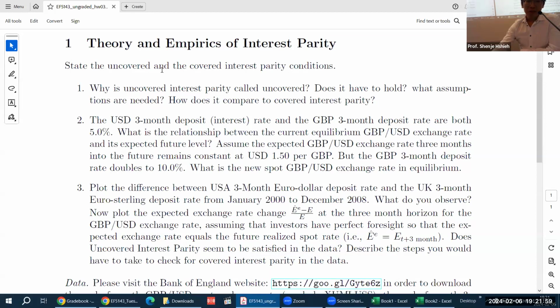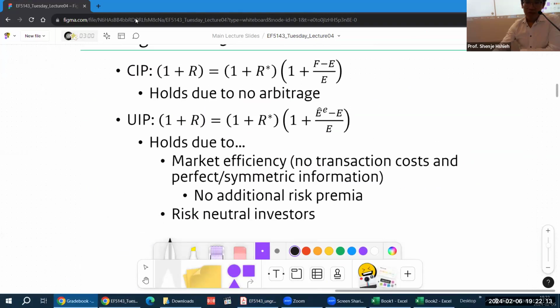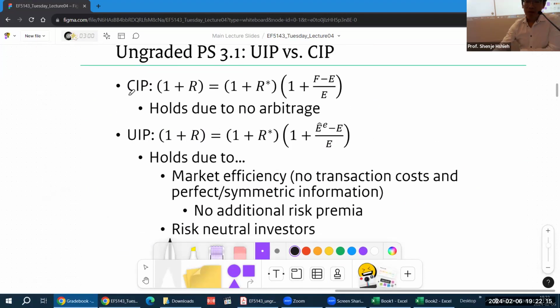All right, so let me go over the first 2 questions, which just involve simple calculations. Why is uncovered interest rate parity called uncovered? Does it have to hold? What assumptions are needed? How does it compare with covered interest rate parity? So CIP is different from UIP because it has F. And what does F do? F eliminates future spot risk, which UIP does not, right?